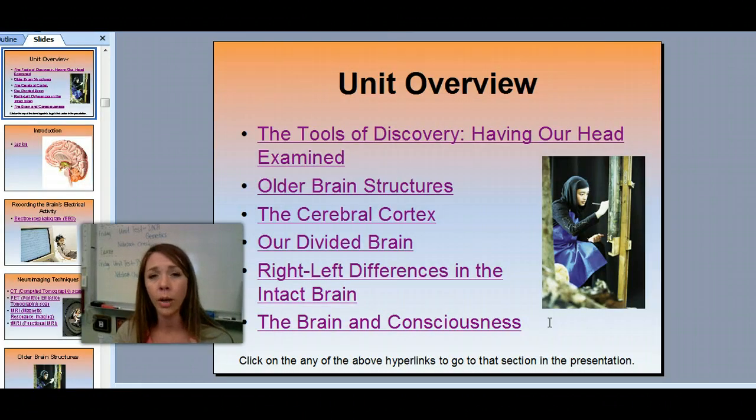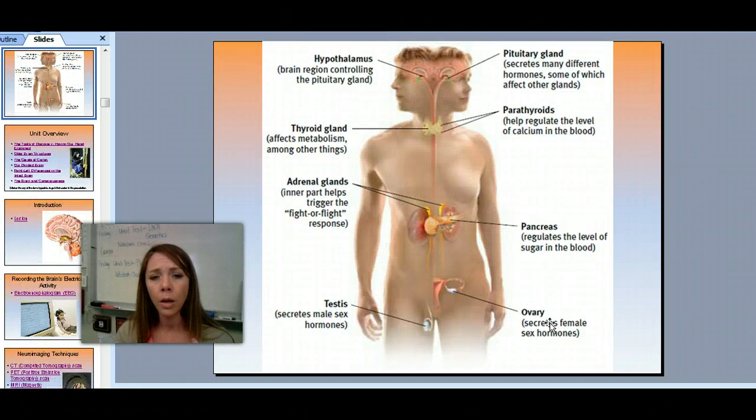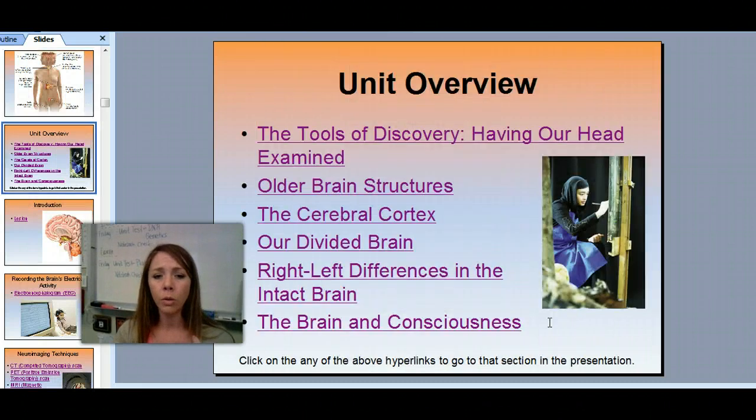So let's talk about our brain then really quick. So this is the slow part. How does our brain interact with that? So here's my introduction. We're going to go over, first of all, the way we look at our brain, all the PET scans. Then my older brain structures, my newer brain structures, and how they're divided.